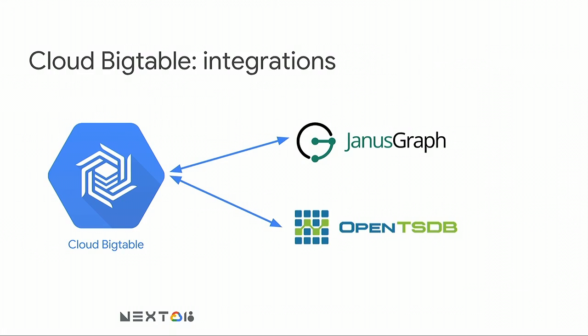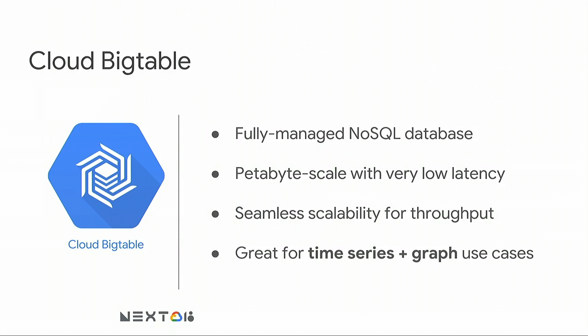So now you can see that with the integrations that Bigtable provides for both time series with OpenTSDB and graphs with JanusGraph, we can support the use cases that Brian spoke about earlier in the different industries. So Bigtable provides both of these types of use cases, a fully managed petabyte scale database that scales linearly for increased throughput while also providing low latency because of the sorted nature of keys and the ease of finding the keys. And it's great for the time series and graph use cases that we've discussed.